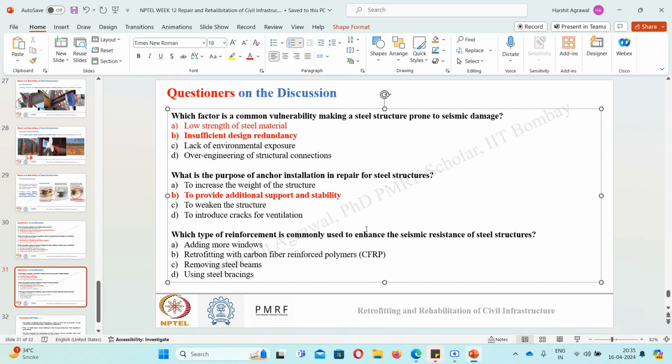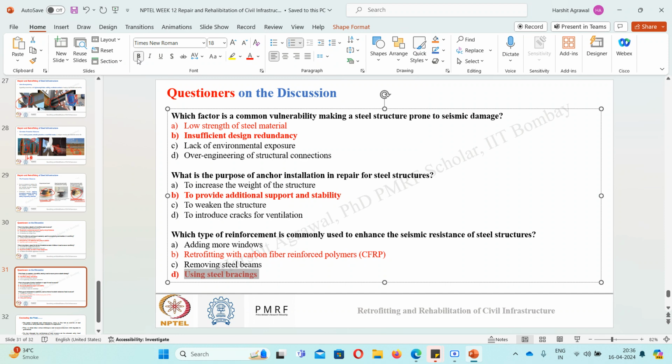Which type of reinforcement is commonly used to enhance the seismic resistance of the structure? Adding more windows? No. Retrofitting with CFRP? This can be one reason. Removing steel beams and using steel bracing. So this can be one reason. However, when I'm talking about seismic resistance, my answer will be using steel bracing, because what will happen?